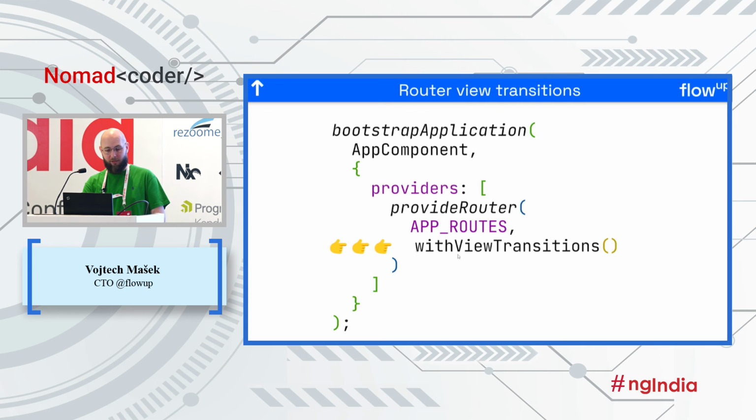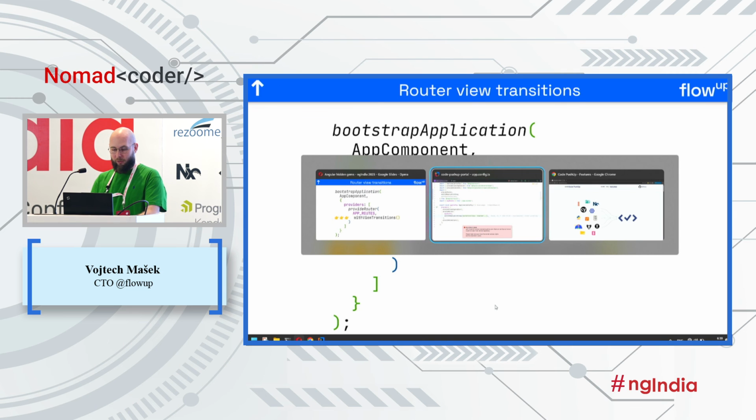Once you write this little line into your router configuration, the router transitions will automatically start to appear. There is a default router transition that is like a fade in, fade out, very, very neat, very simple. I will actually show you in a short demo.